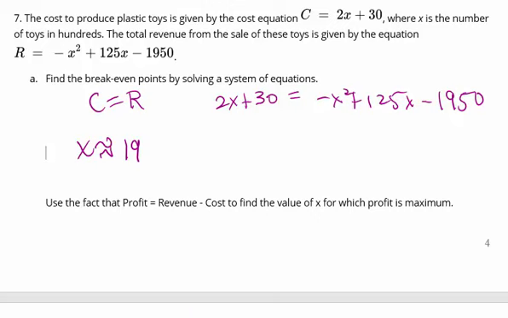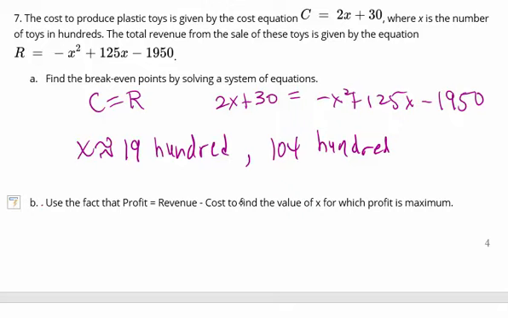So 1900 or 1,900 or 10400 or 10,400. Okay, in part B, it says use the fact that profit is equal to revenue minus cost to find the value of x for which profit is a maximum.